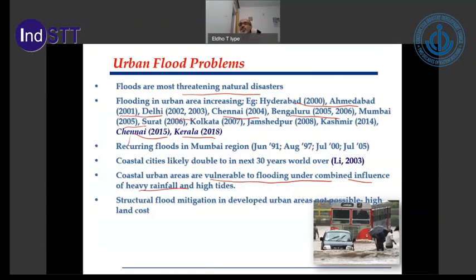So we need to look into how we can mitigate these flooding problems and what the possible solutions are. And when we design a smart city, what aspects we can look into, or how we can manage the flood if there is a possibility of flooding. That is what we are going to discuss in this lecture.